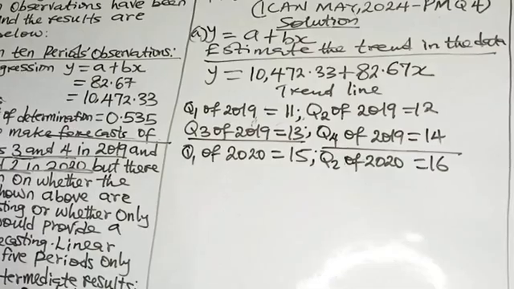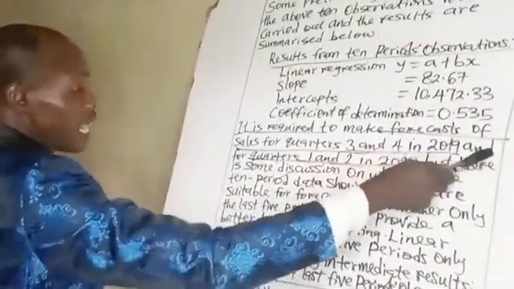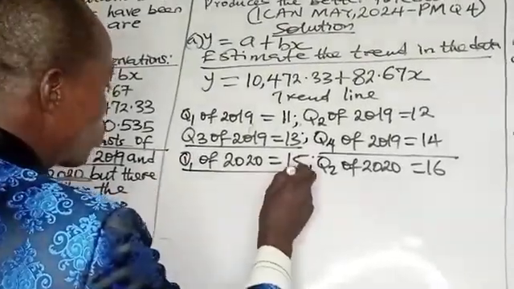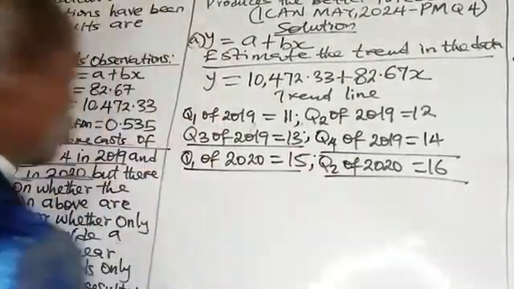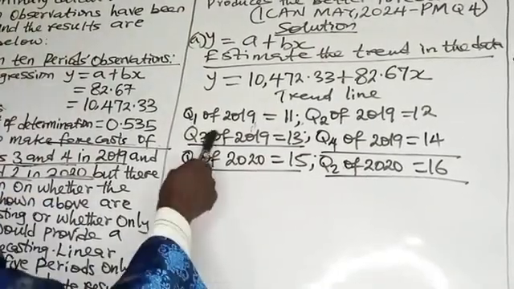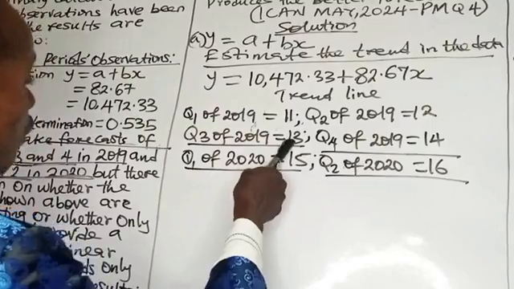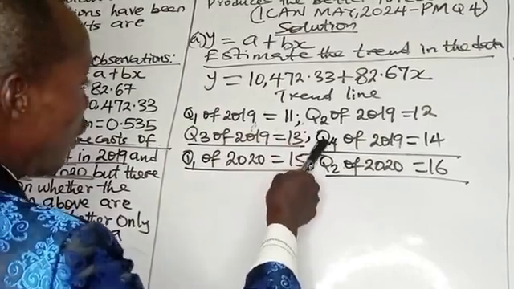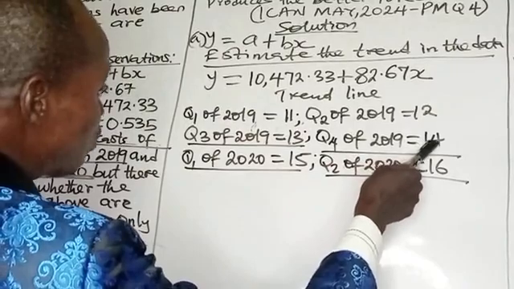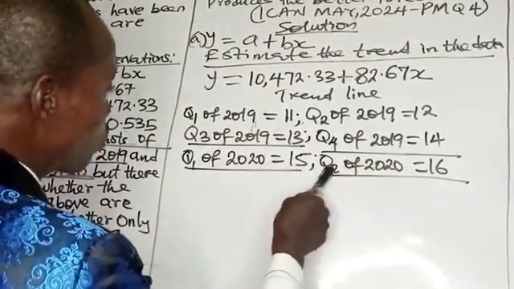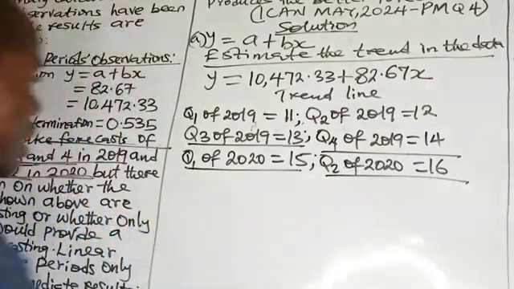So, remember, the requirement is to estimate the sales for quarters 3 and 4 in 2019 and for quarters 1 and 2 in 2020. That means the sales required is for quarter 3 of 2019, where the value of x is 13. Quarter 4 of 2019, the value of x is 14. Quarter 1 of 2020, the value of x is 15. Quarter 2 of 2020, the value of x is 16.